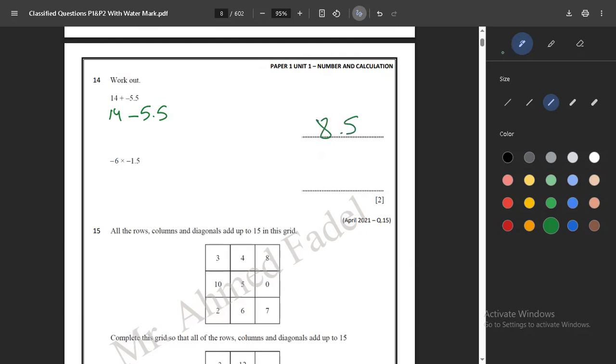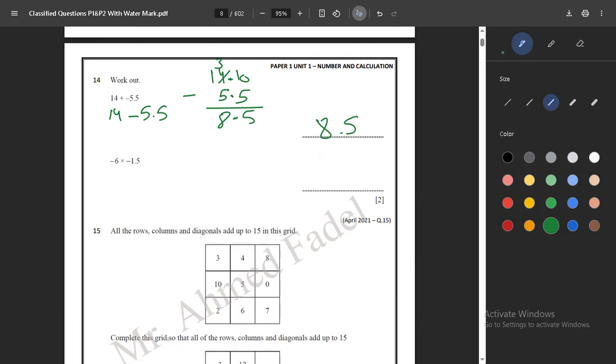Okay, no problem at all. Line up the decimal points as we agreed before, in addition and subtraction of decimals. It is 14.0 minus 5.5. 0 minus 5, I can't, so I borrow. This becomes 3. So it's 10 minus 5 is 5. 13 minus 5 is going to become 8. So it's 8.5.